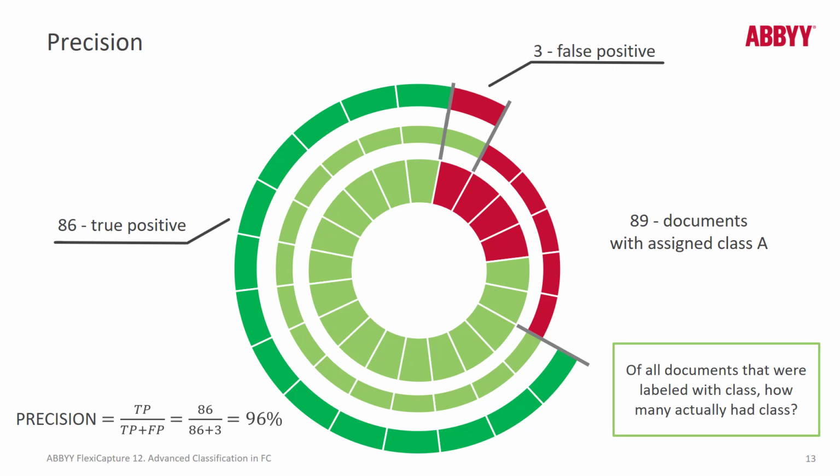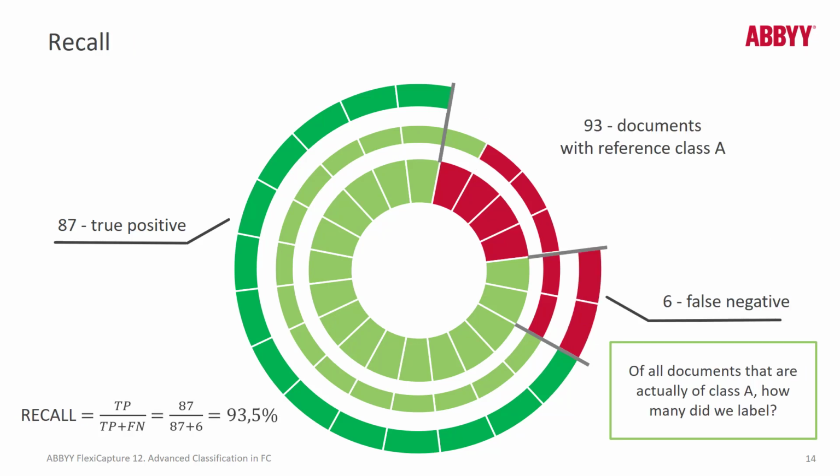And on this slide, we can calculate our precision by looking at how many true positive documents we have divided by the number of true positives plus false positives, and that will come up with our precision value. Recall can be calculated by looking at our true positive number divided by our true positive plus the number of false negatives. And that will come up with a different value.